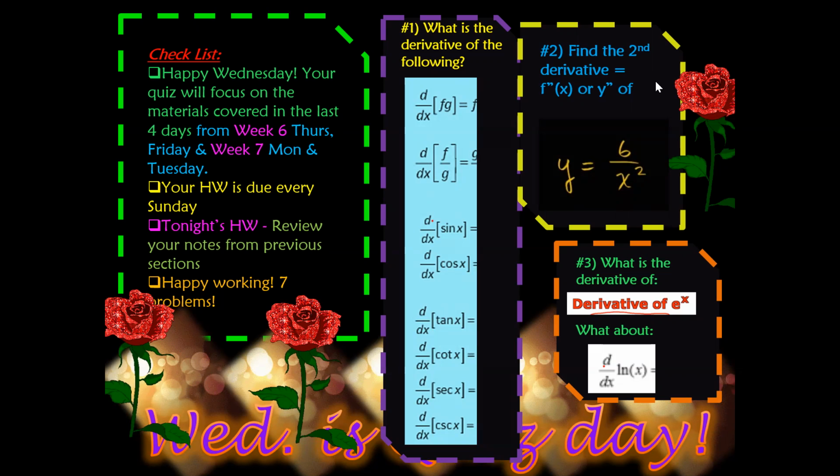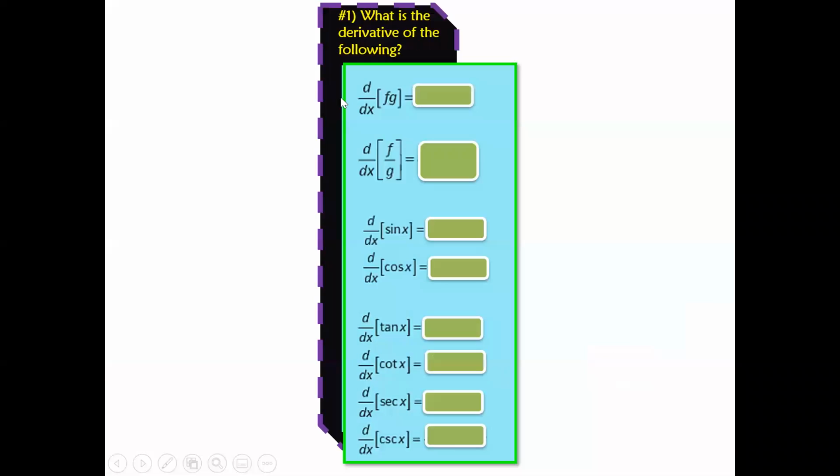All right, so let's go ahead and take a look at today's stuff. Last time I saw you guys, I asked you to start memorizing the derivative formulas. So the first question is, you need to know this by memory. You should see that this is a product rule. So it's f prime times g plus f times g prime. The second one is the quotient rule. So it's f prime times g minus f times g prime, divided by g squared.